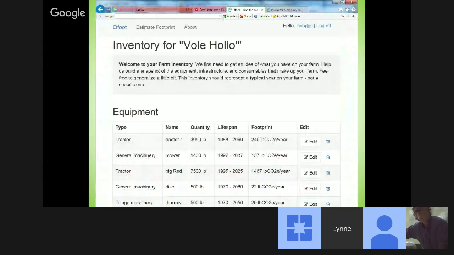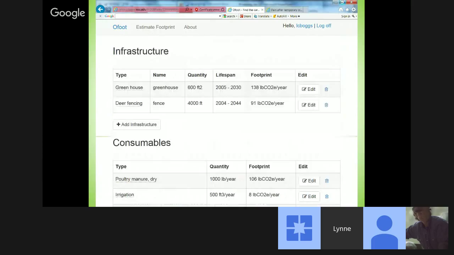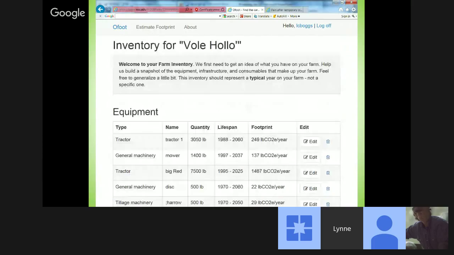Then you are asked to put in information about your operation. So some of the equipment used here I actually have, and some of them I just wish I had, but for purposes of showing examples, you enter in information about all of your equipment, including estimates of the weight and the lifespan. The weight we found was the most efficient way of estimating the total embedded energy.